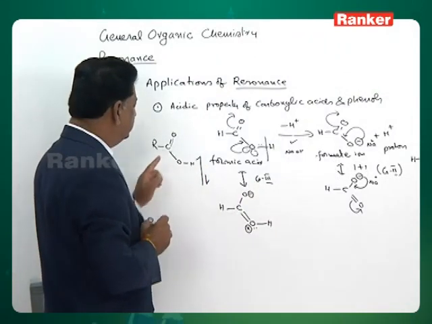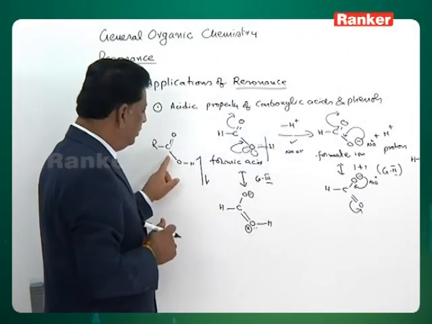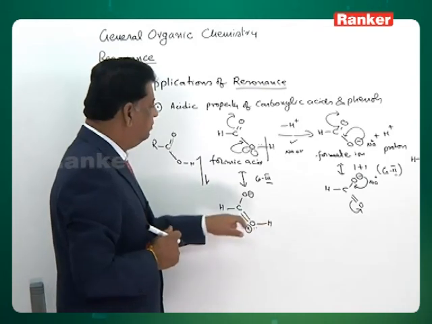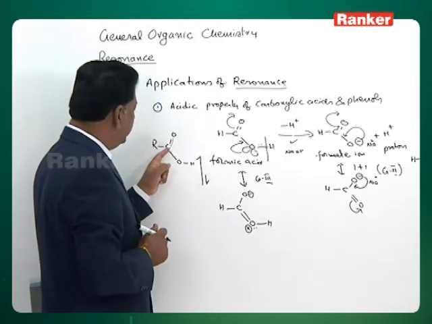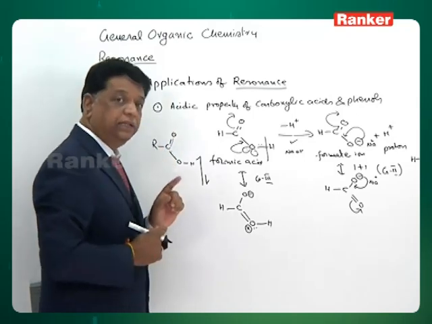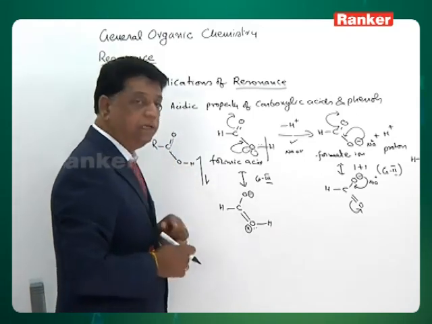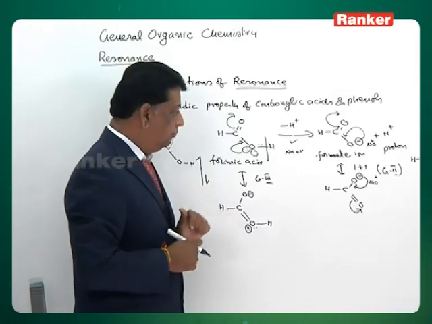So this is the resonance hybrid structure. The double bond character towards this side will be less, that side will be more. So therefore there is a difference between that O and this O. The bond lengths are not identical. This was asked once in an IIT exam also.